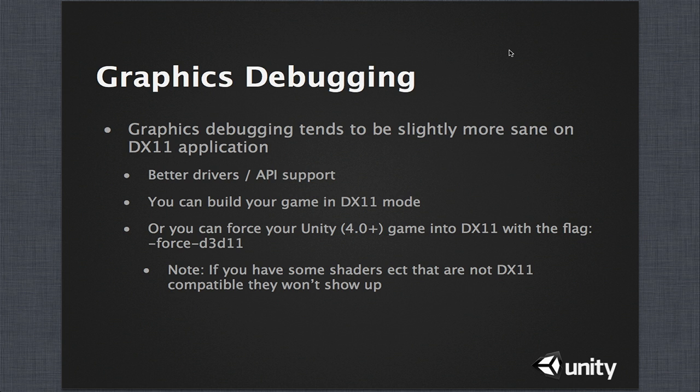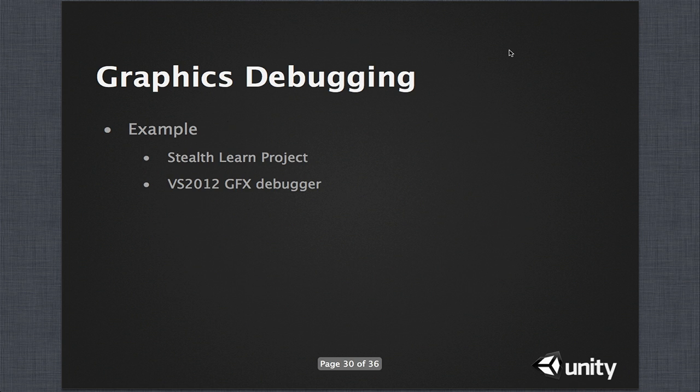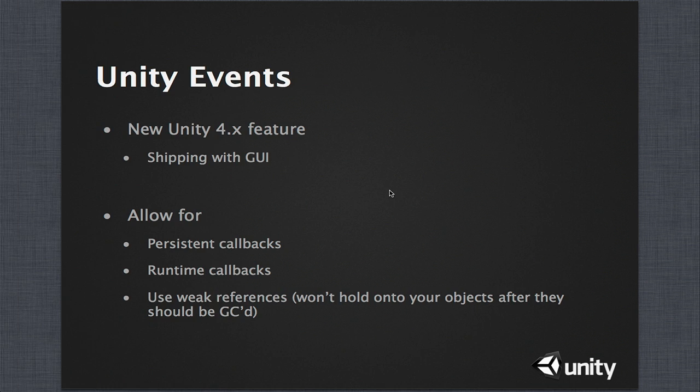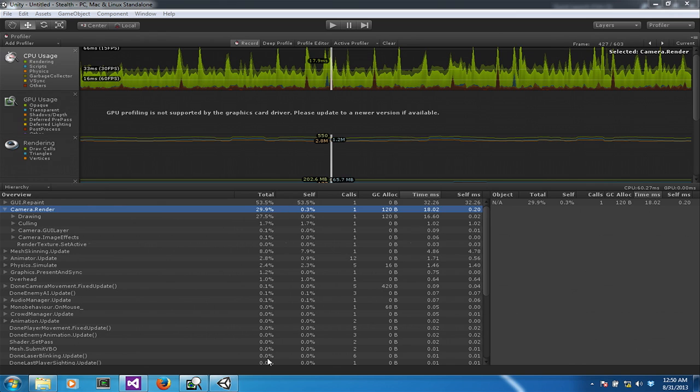Just some of your timings might be off because your shaders are not going to be as complex as they could be. What we're going to do is have a look at the Stealth Learn project just quickly. We're going to go through this very quickly because we're running out of time. We were originally going to look at this using the Visual Studio 2012 graphics debugger, but it doesn't run in the VM, so we're just going to use the old PIX for Windows.